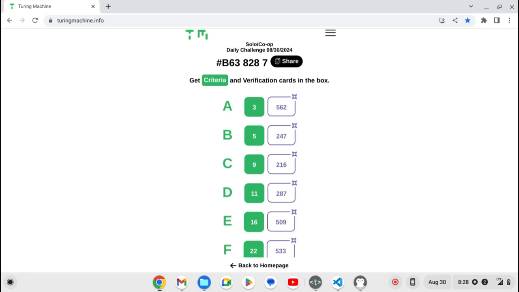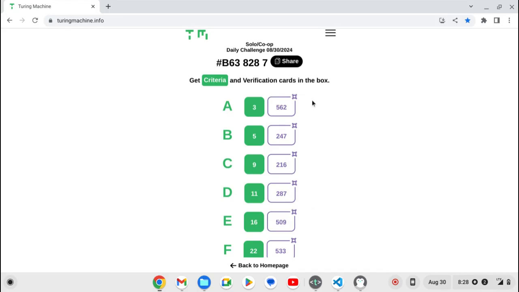Let's begin. Today is August 30th, 2024, and we're solving the Daily Turing Machine Puzzle. Today's puzzle uses the following 6 criteria cards. Criteria card 3, 5, 9, 11, 16, and 22.